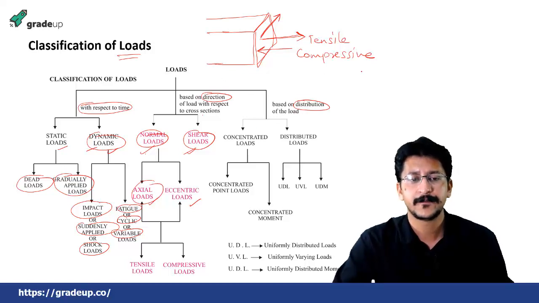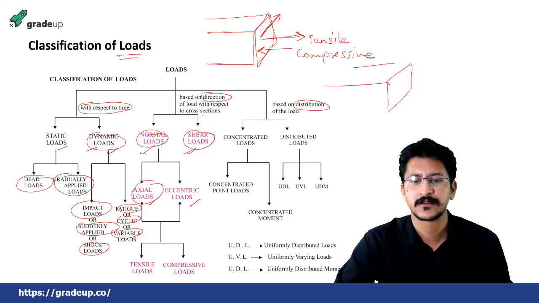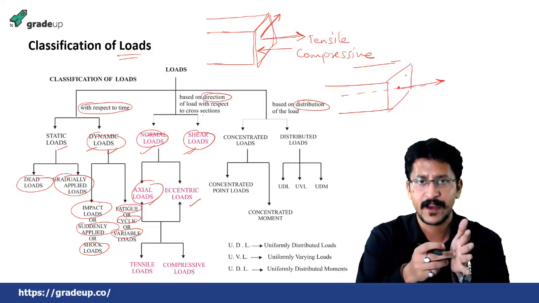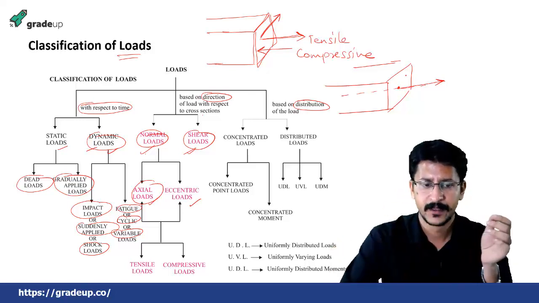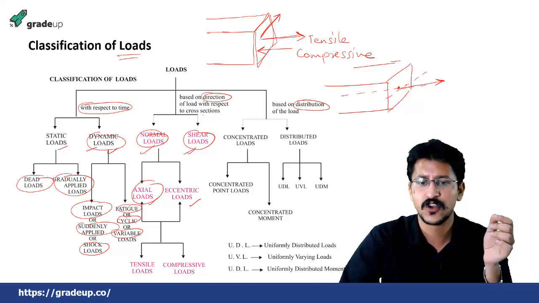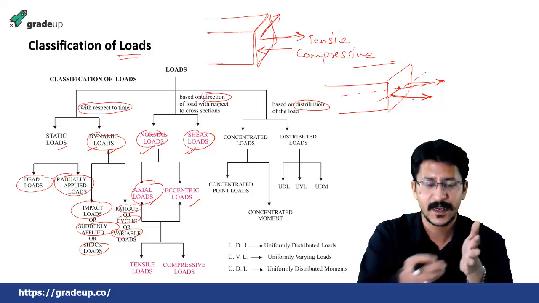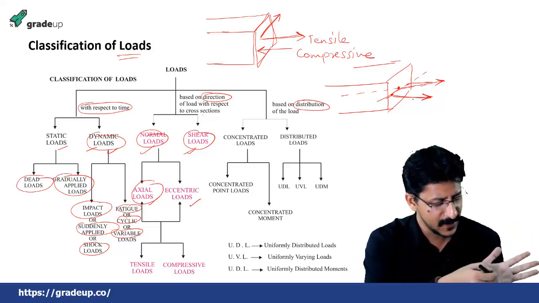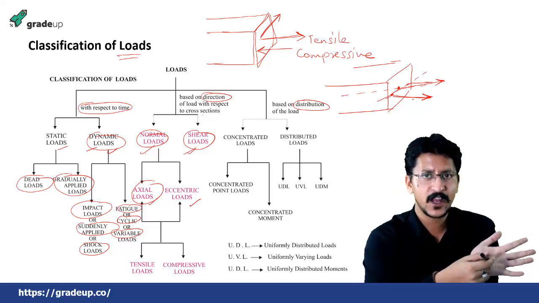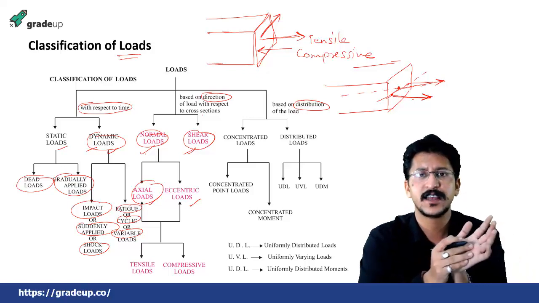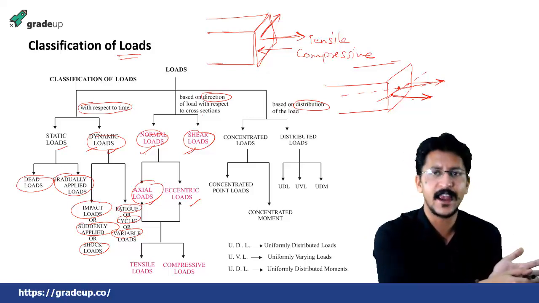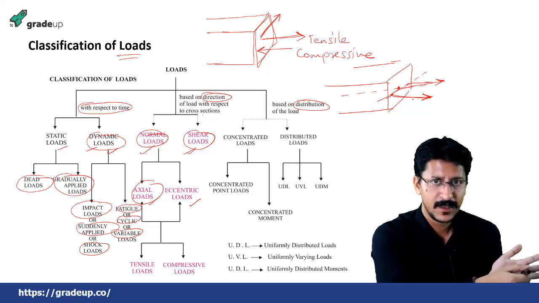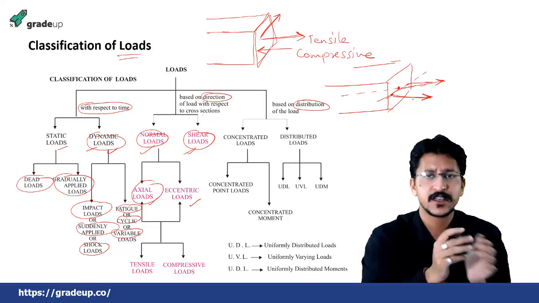The axial load means that if this is the cross section and this is the center, the central axis, and the load acts right from the center, either outward or inward, this is the axial load. If it is acting at some other point that is not at the center, shifted from the center either outward or inward, that is known as eccentric loading.